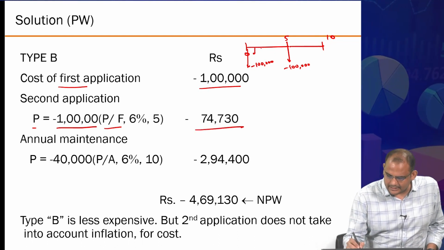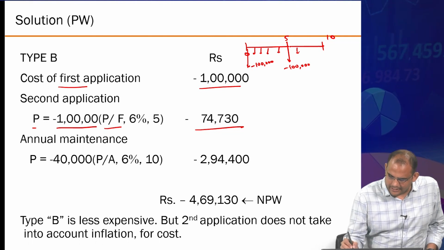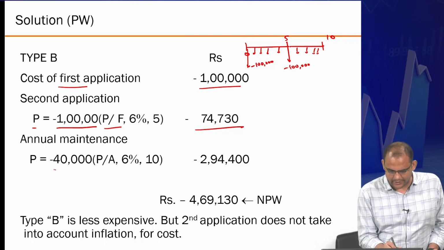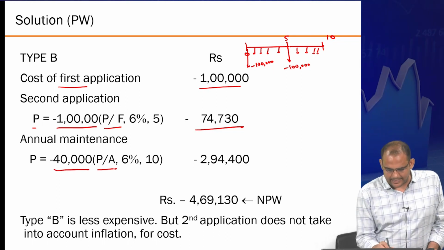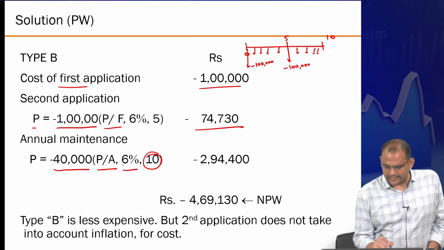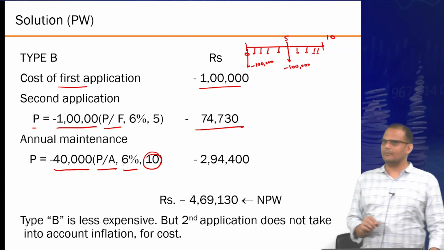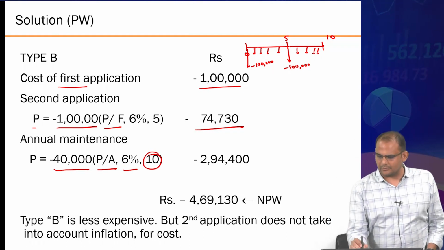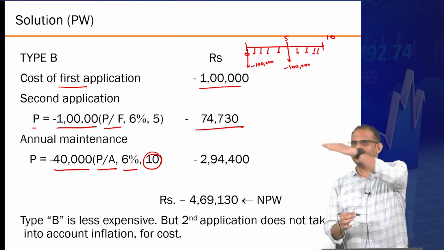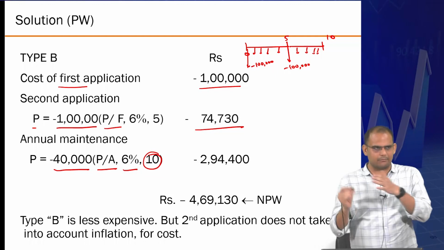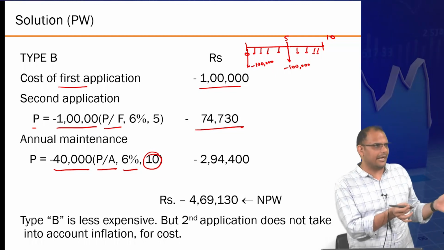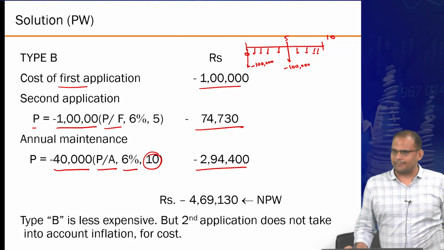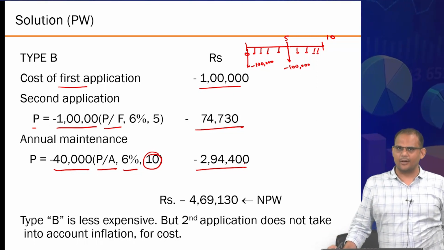Annual maintenance doesn't change because the A value is the same throughout in all the cycles. So you are distributing the 40,000 P by A, 6% for 10 years. Okay, why did this 10 years come? Because in your entire series, you have actually 10 equal cash flows of A amount. So you are estimating the present worth of that A series, and that's the value that it comes out. Right? Make sense? Any other thing that we are missing?